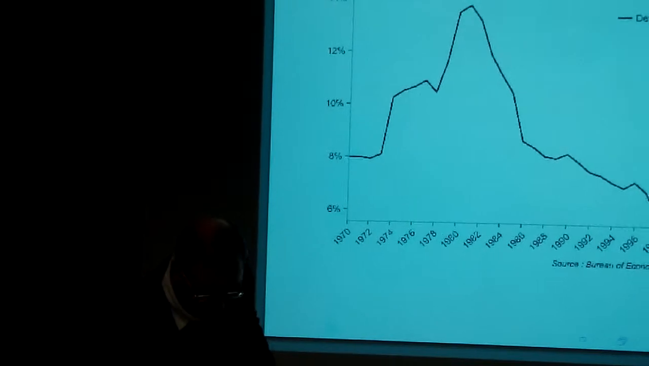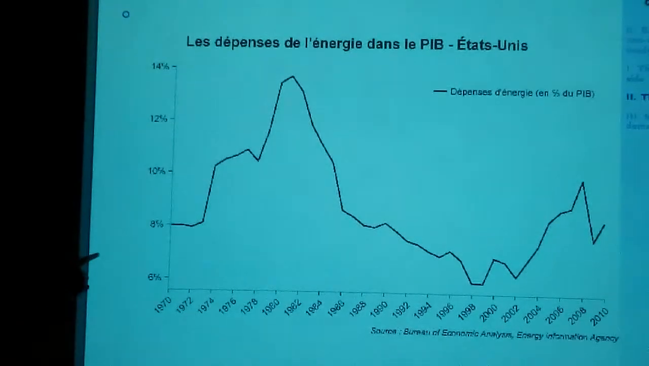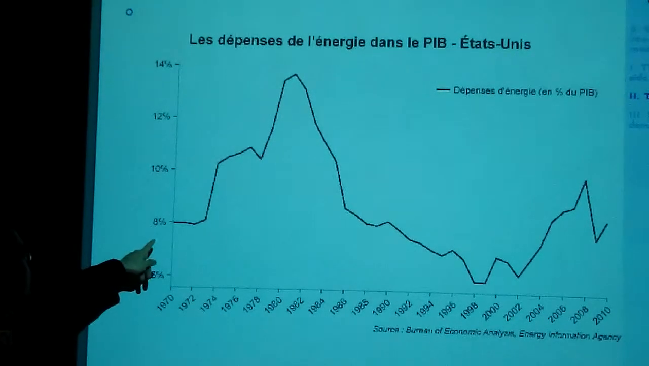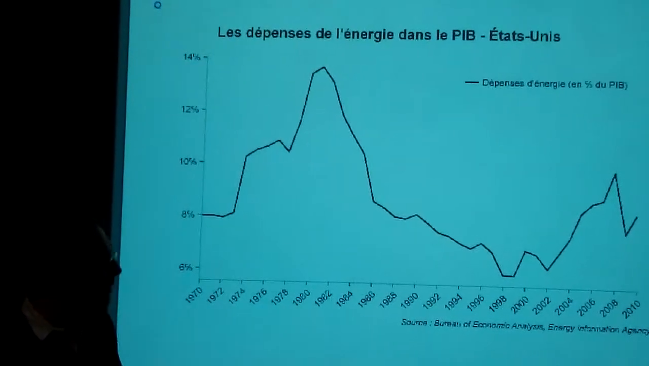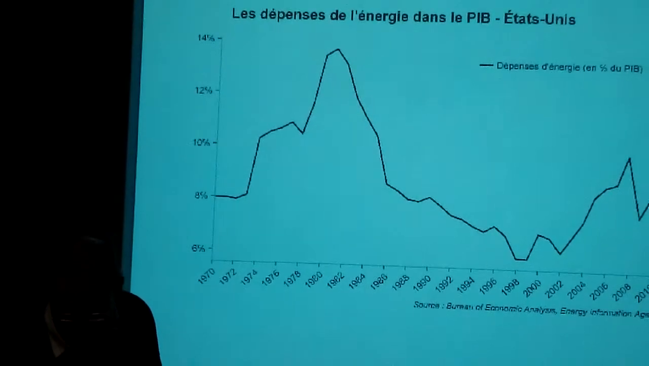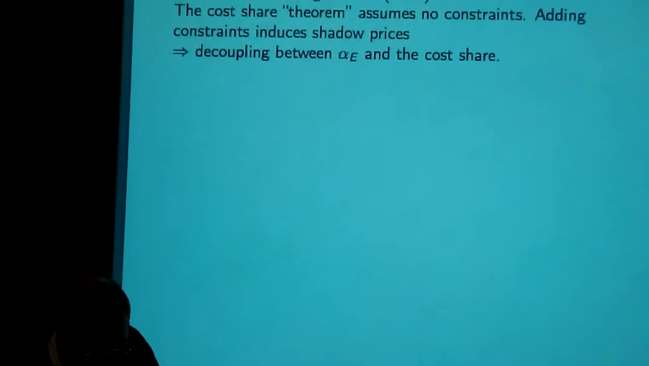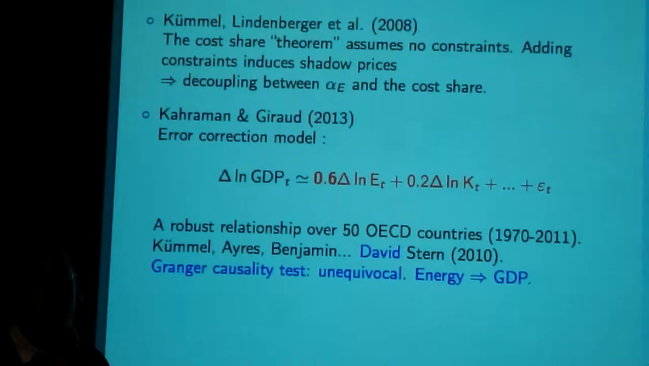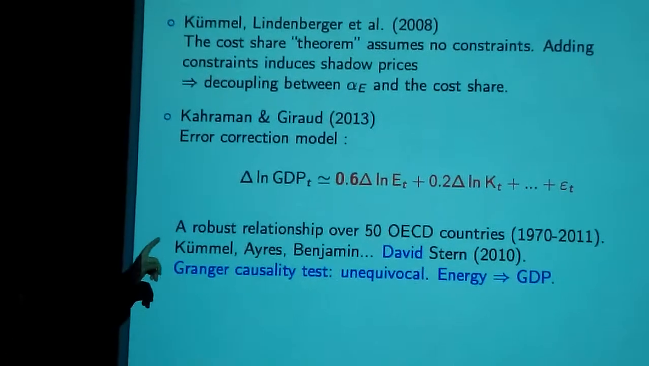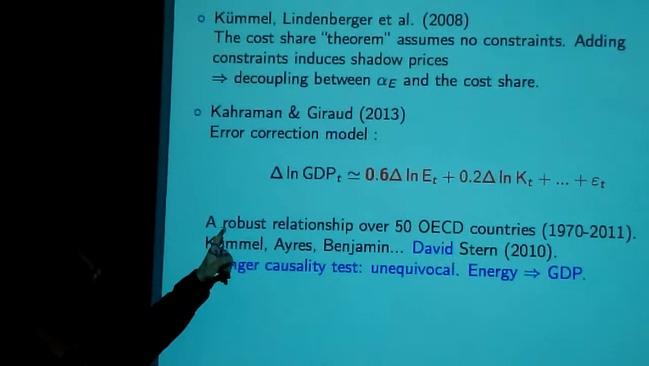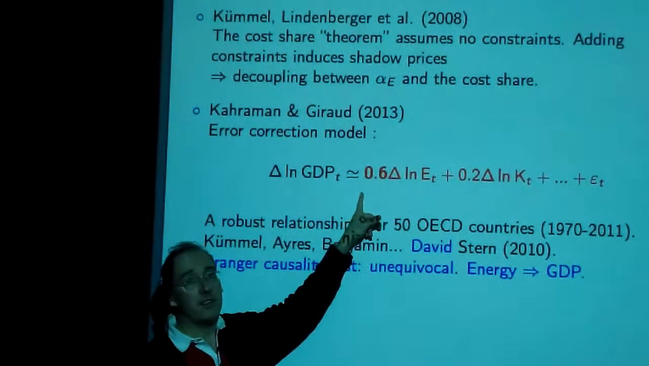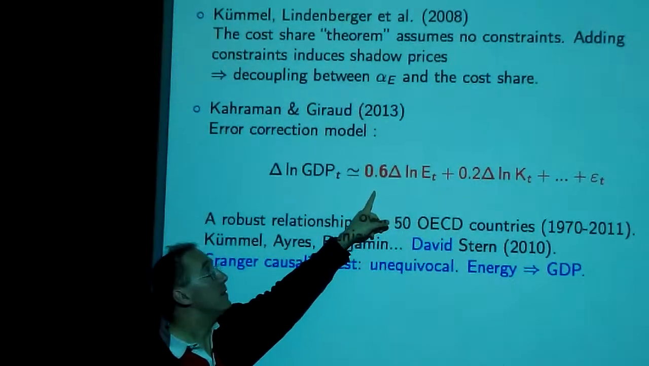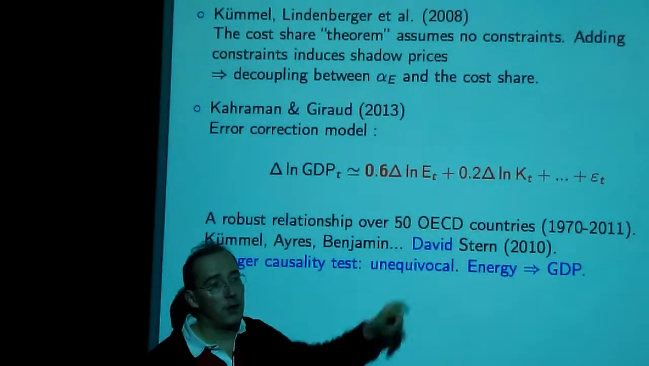Okay? So here you have the cost share of energy in the US. It's a little bit more than 5%, but it's between 8 and 14%. But anyway, it's very low. Then, of course, Rainer works on this, and I want to quote a work with Zeynep. Actually, Zeynep did some econometrics to check this elasticity, and we found 0.6, as you did, Rainer, for energy. Okay? 0.6.